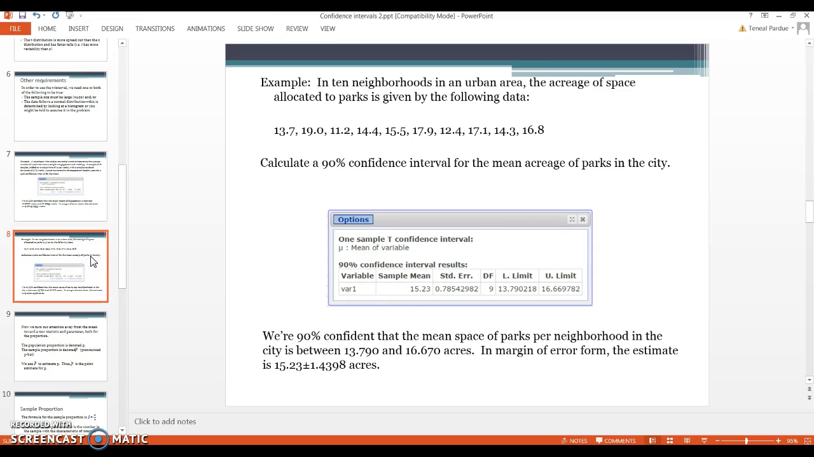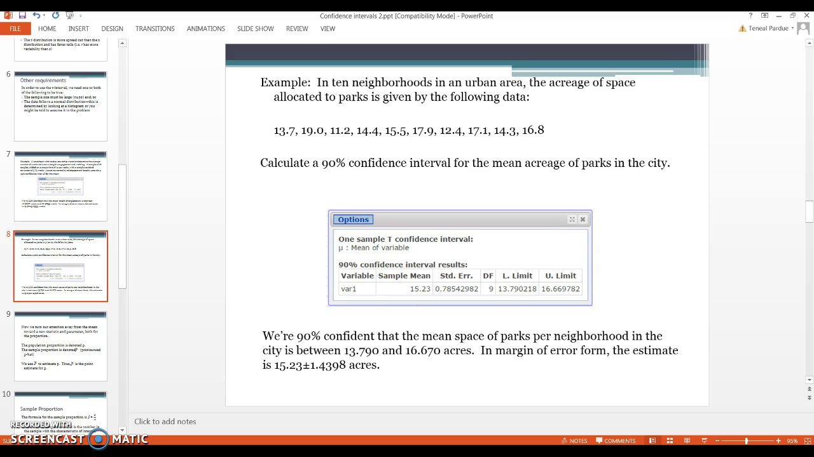Okay, so let's do another example. I want to show you one where we've got data instead of summary statistics. We've got a sample of 10 neighborhoods in this example, and in each neighborhood, we've got the total acreage of space that's allocated to parks. Here we have a list of data, and this is a t interval because we don't know the population standard deviation. The standard deviation here is going to have to be calculated based on this data, which is a sample.